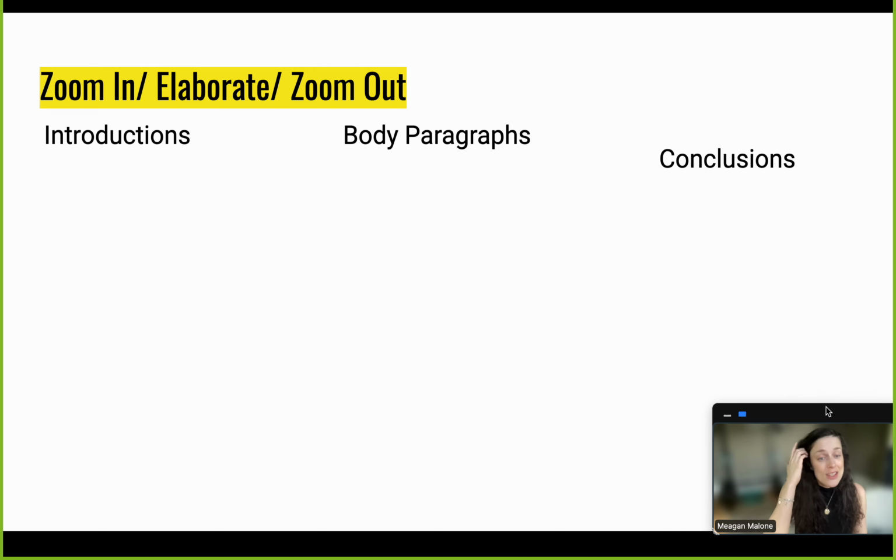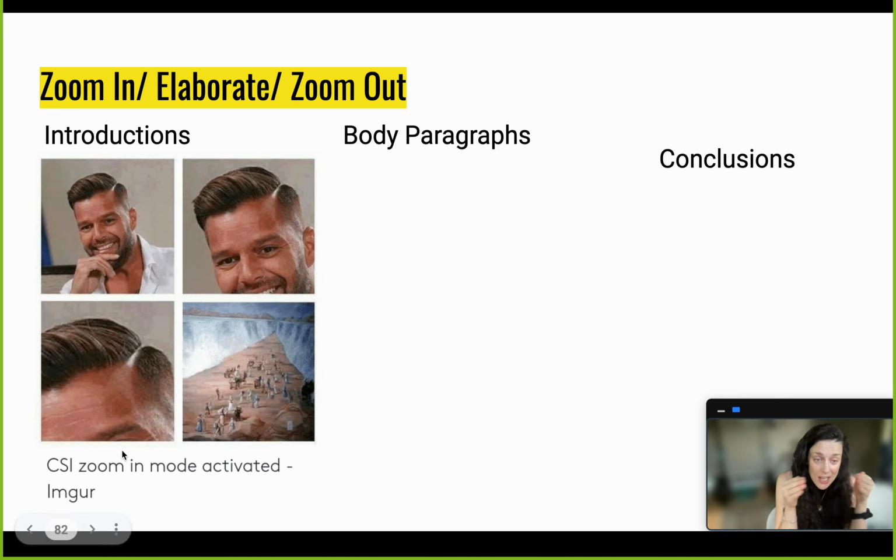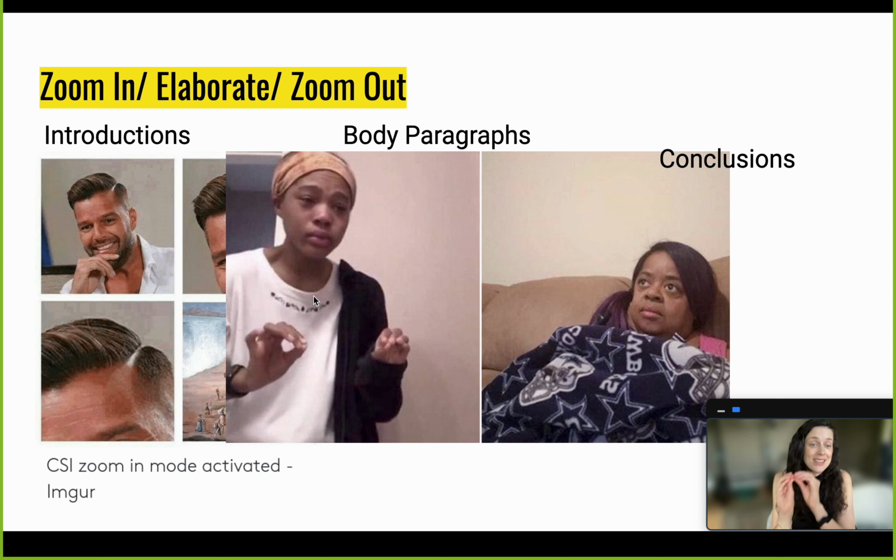So here's what a student essay would look like. You introduce, where you zoom in and say, here's the narrow idea I'm going to be talking about for this paper, and here's the one specific issue I'm trying to argue. Your body paragraphs systematically explain all of those points. So you're really zoomed in.